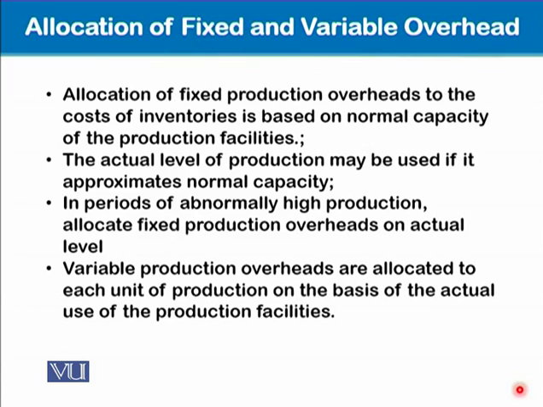That should be based upon the normal capacity, whereas if the actual capacity level is abnormally high, then we will use the actual level. Otherwise, normal capacity would be used as a base to allocate fixed factory overhead cost to the inventory. Whereas variable production overhead cost will be allocated on actual basis.